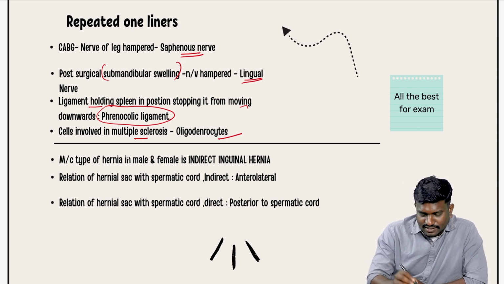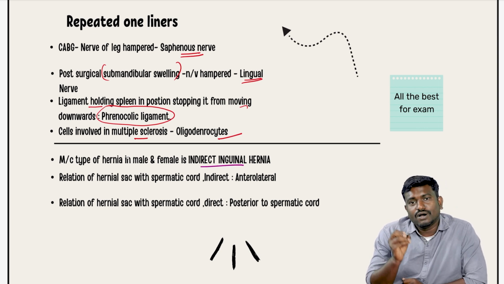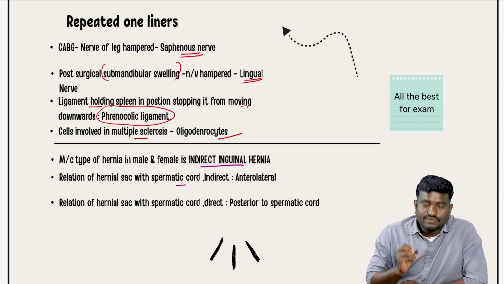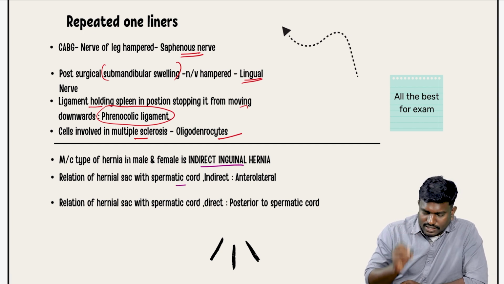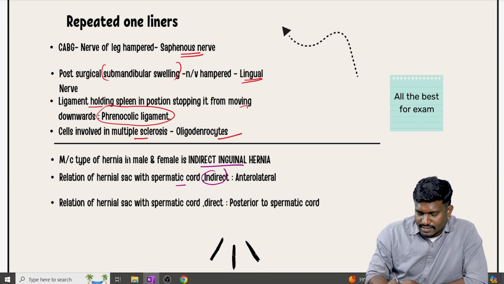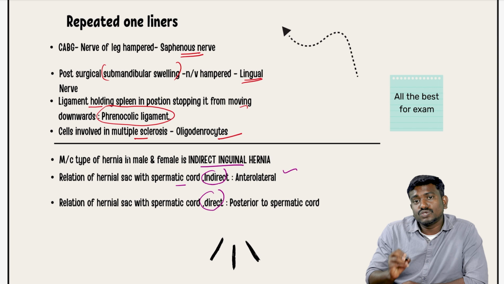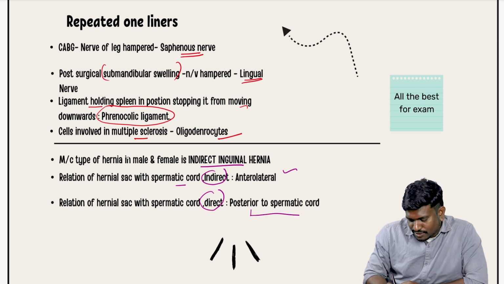Indirect inguinal hernia. Yes. Relation of hernial sac with spermatic cord. I repeat, relation of hernial sac with the spermatic cord: indirect is going to be anterolateral, whereas direct is going to be posterior to spermatic cord. Yeah.